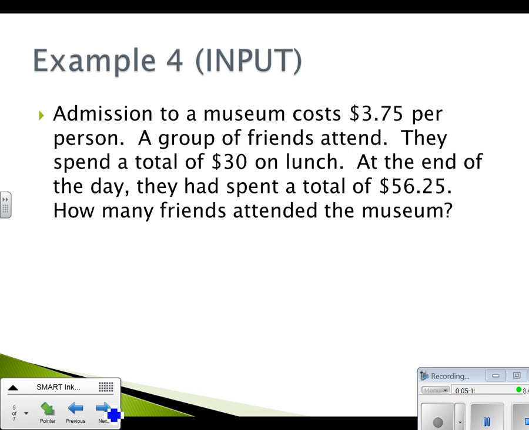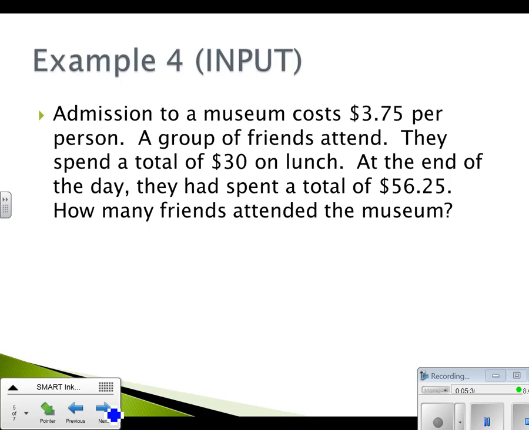Admission to a museum costs $3.75 per person. A group of friends attend. They spend a total of $30 on lunch. At the end of the day, they had spent a total of $56.25. How many friends attended the museum?